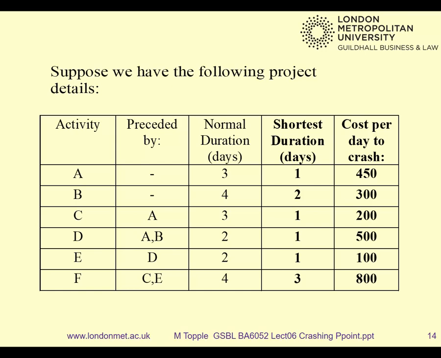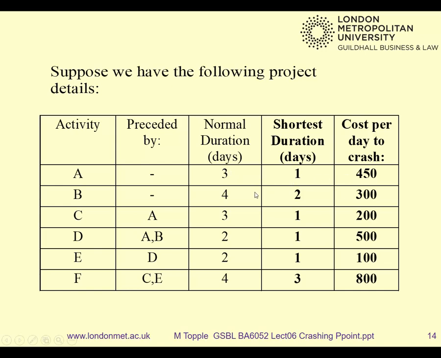Our normal plan that we've used to this point. Now then, we've got 2 extra columns, and those we have to gather information about to find out what they are. In this case, you can see that activity A normally takes 3 days, but actually you could reduce it right down to 1 day at a cost of £450 per day. So how much will it cost to get from 3 days to 1 day?